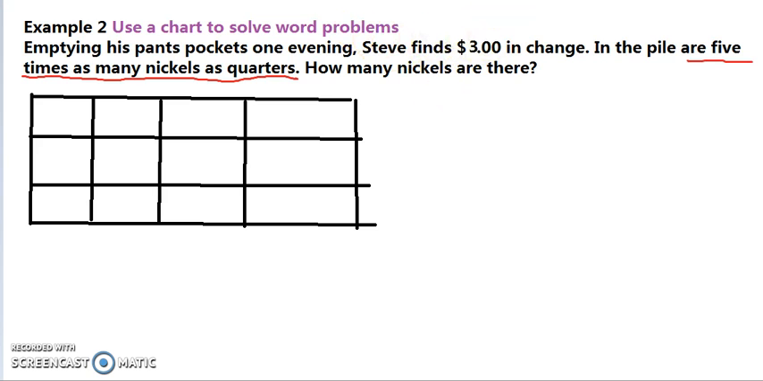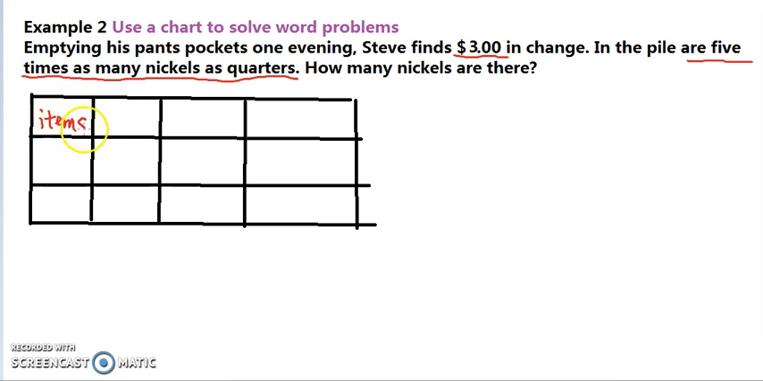Although the question is only asking for one unknown, how many nickels, there are still two unknowns in the problem. One is the number of nickels and the other is the number of quarters. In order to find the number of nickels, we have to use the number of quarters, because the total value of these two coins will add up to $3.